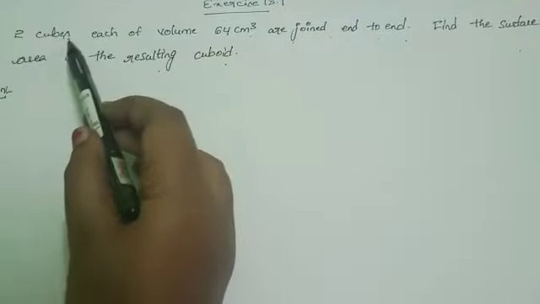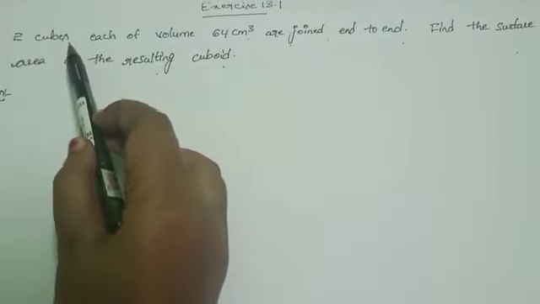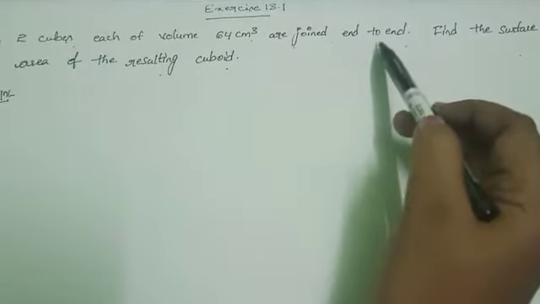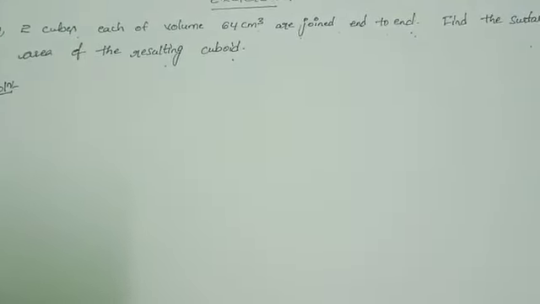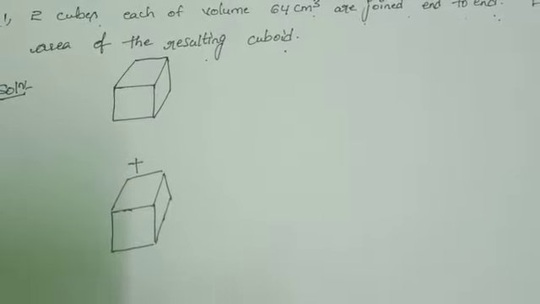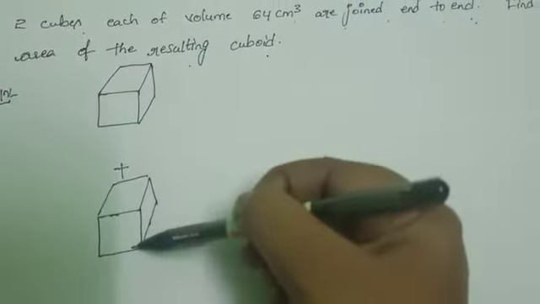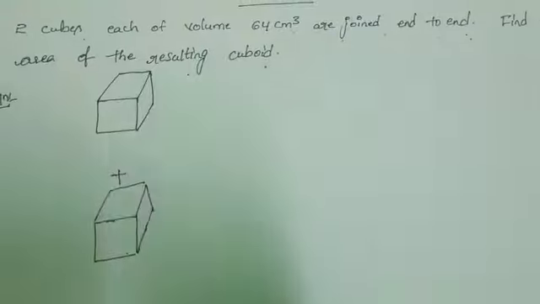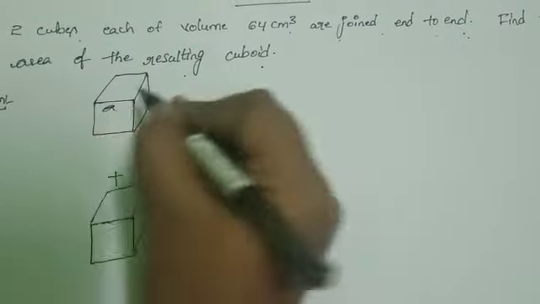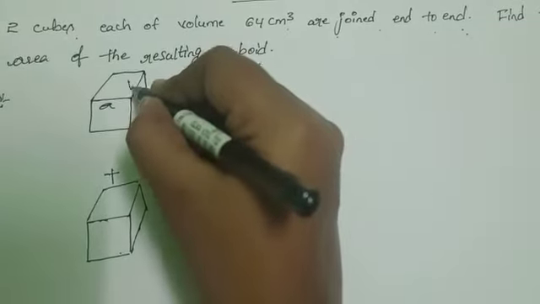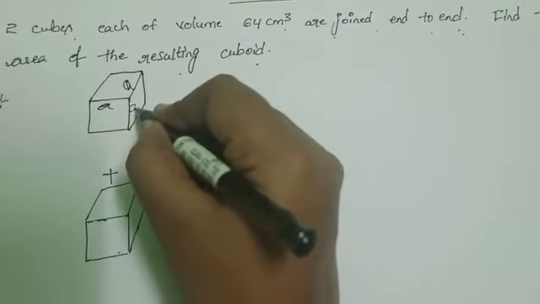Here, two cubes join end to end. Draw two cubes. These are the two cubes. In cubes, all sides are equal. Suppose length equal to A, breadth equal to A, and height equal to A.